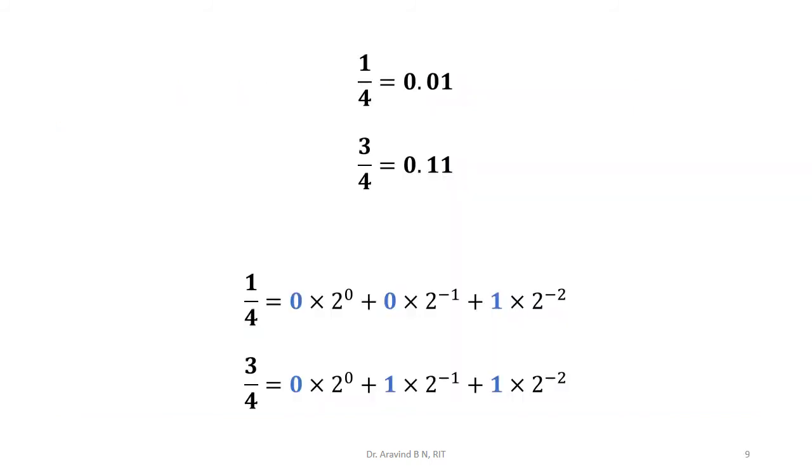Now let us have one example to understand how exactly this fraction is being represented. So 1 by 4 is represented by 0.01, so a positive number. Now understanding this realization, we need to perform the expansion of it. So that is 0 into 2 to the power of 0. Then the second, 0 into 2 to the power of -1. If it is after decimal point, it will be the negative power of 2. Then 1 into 2 to the power of -2 we are going to have.